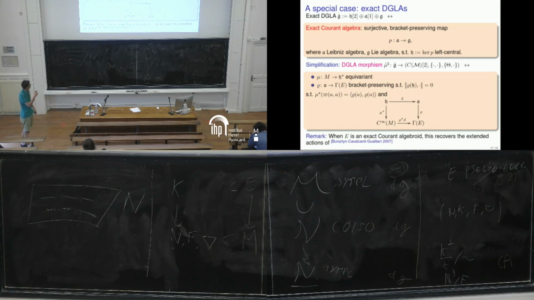Now, to have such a morphism, I just have to specify two components, not three. The third one comes for free. So a map from G to the T algebroid comes for free because the map from A to G is surjective. So I have two maps, satisfying the conditions you see there. And this was essentially already contained in papers by Bursztyn-Cavalcanti-Gualtieri 15 years ago, at least in the case when E was an exact Courant algebroid, because they considered only that case.